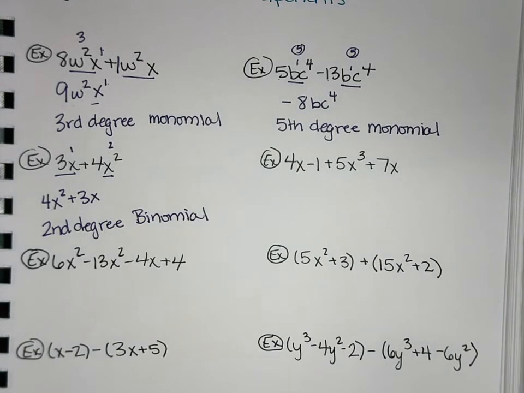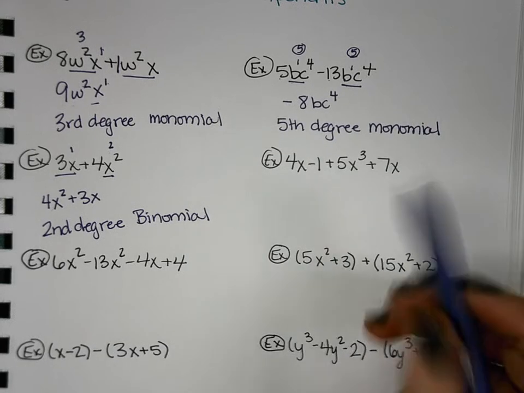Chase, you had your hand up. How many numbers are you allowed to have in just one term? As many as you want, as long as they're all being multiplied. Usually it's one number and a bunch of letters, but you could have the whole alphabet there if you wanted to. As long as they're being multiplied, it's just one term.